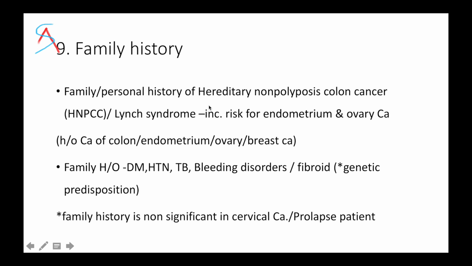Family or personal history of HNPCC, which I said previously, hereditary non-polyposis colon cancer or Lynch syndrome. So therefore it is important to ask about any family or personal history of colon, endometrial, ovarian or breast carcinoma. Any history of diabetes, hypertension or bleeding disorder. Generally there is a genetic predisposition in fibroid and bleeding disorders. Generally family history is not significant in patients with cervical carcinoma or prolapse.